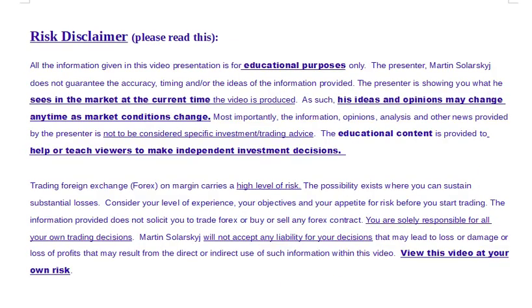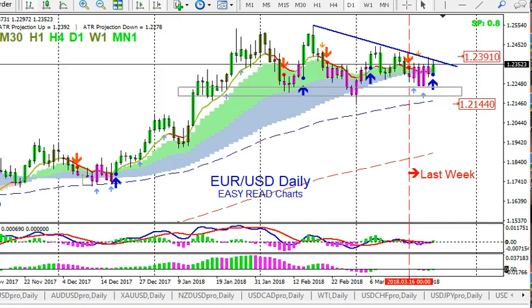So before we start with the charts, we want you to look at this risk disclaimer right over here. Read this at your own time, or you can pause the video, take a look. It's really super important. This week I'm not going to have time to review all the charts as I normally do. I don't have a lot of time this weekend to produce this video, so we're just going to cover the major pairs. And we're going to start off with the EURUSD.